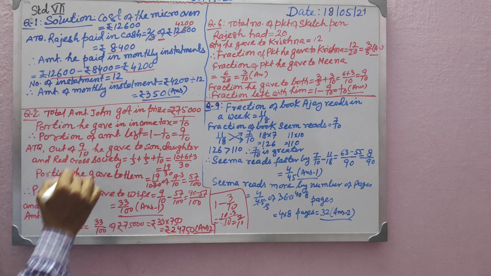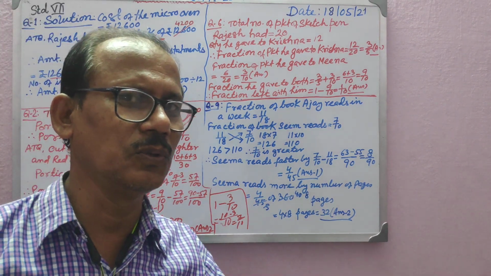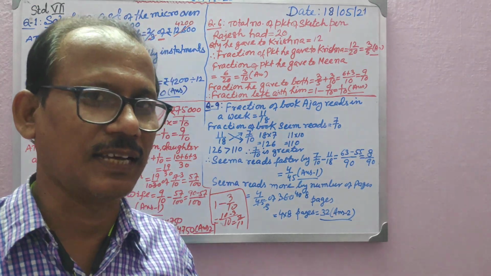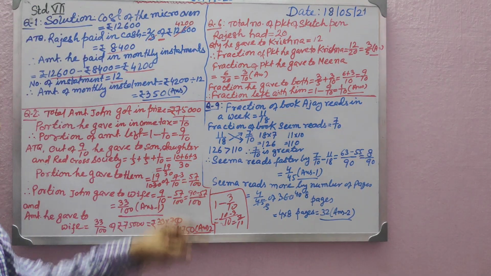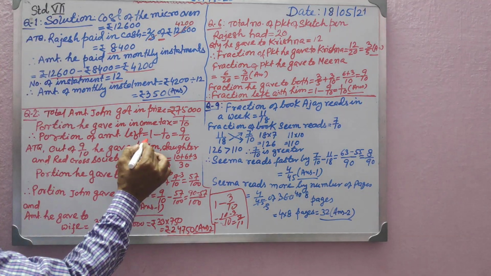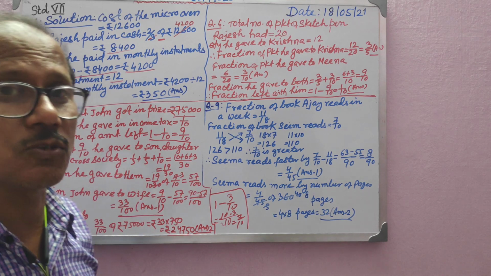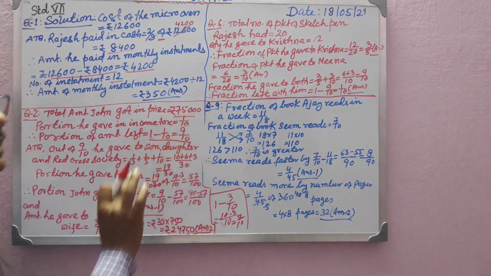So the portion of amount left is how much? How much fraction is left? 1/10 he has given to income tax. So what is left? I said always the remaining portion fraction will be 1 minus the given fraction. 1 minus 1/10, that is 9/10 he is left after giving income tax 1/10. Could you understand? 9/10 part is left with him.